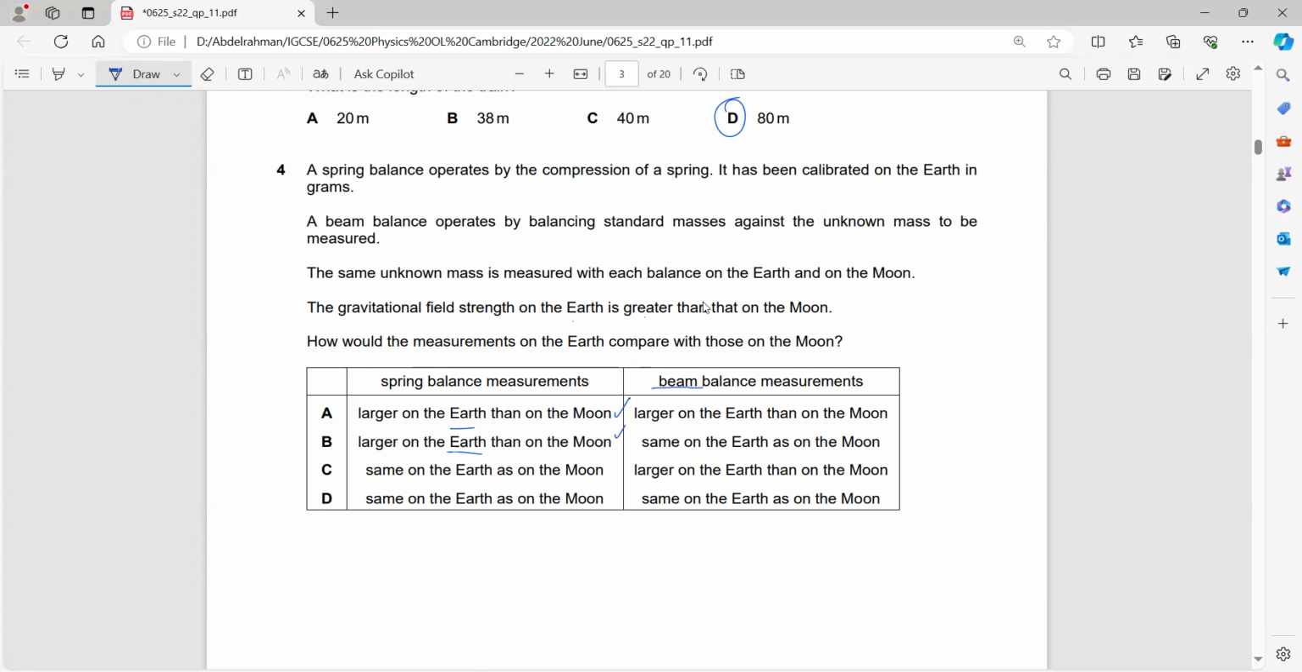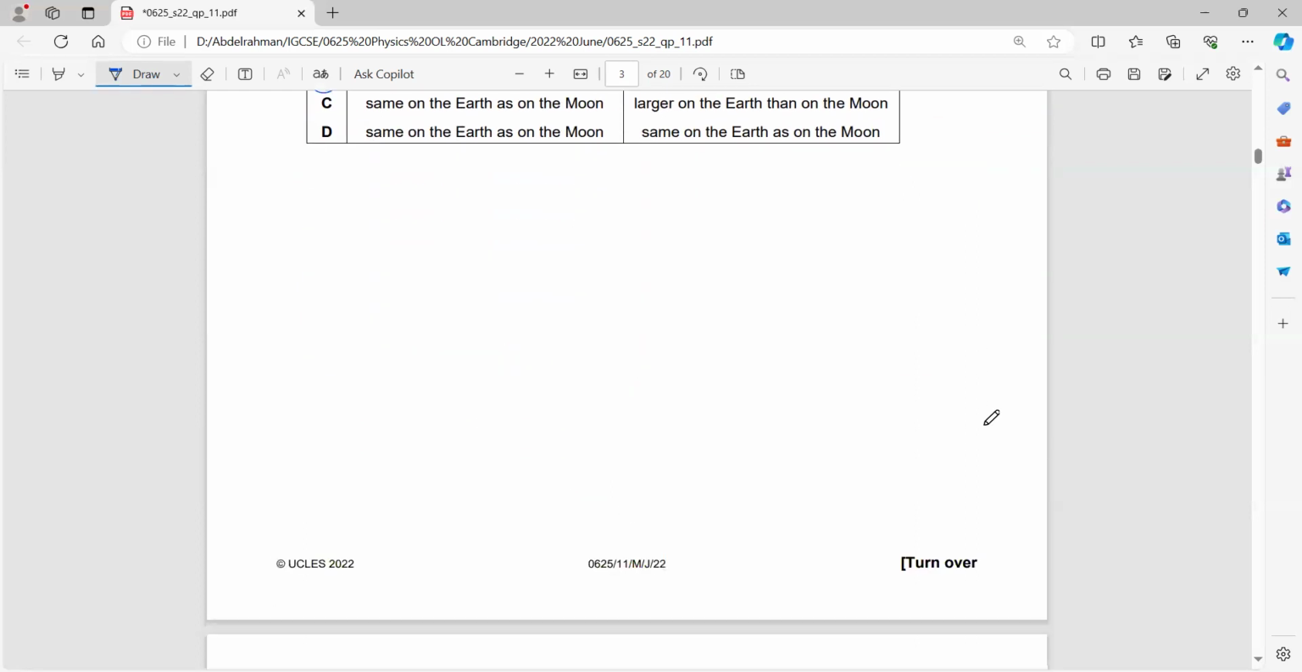What about the beam balance? A beam balance is balancing a mass against the unknown mass, so I have two masses which will be balanced out. On Earth and on the Moon, should they be different or the same? The same. They have to be the same. So definitely it is B. The beam balance does not differ between the Earth and the Moon. It's the same mass.